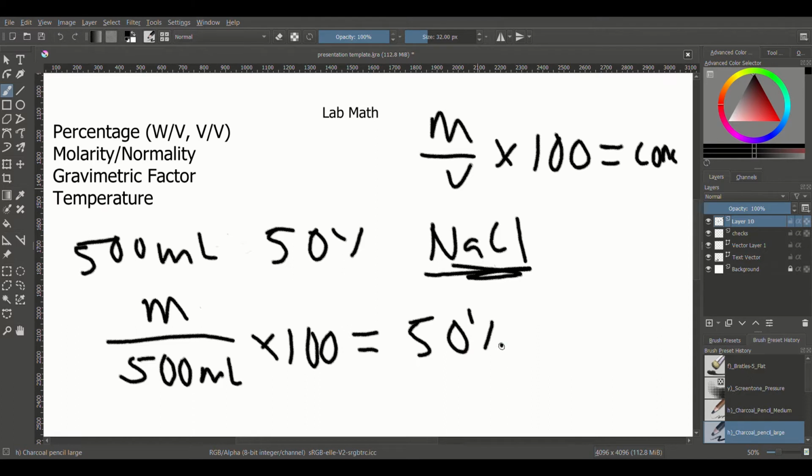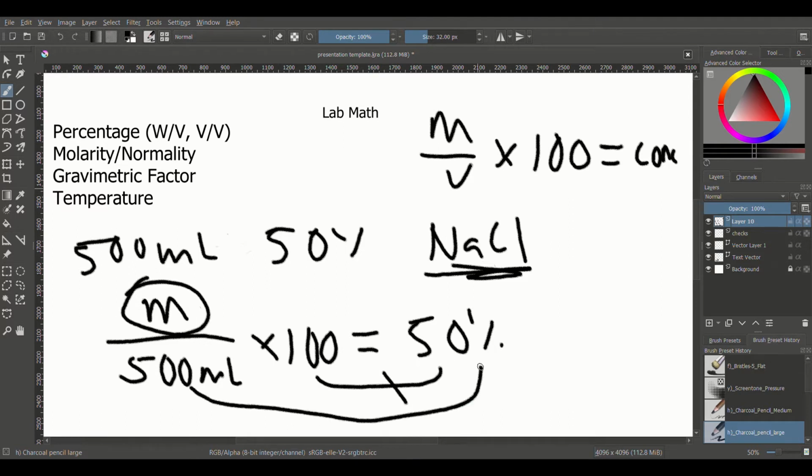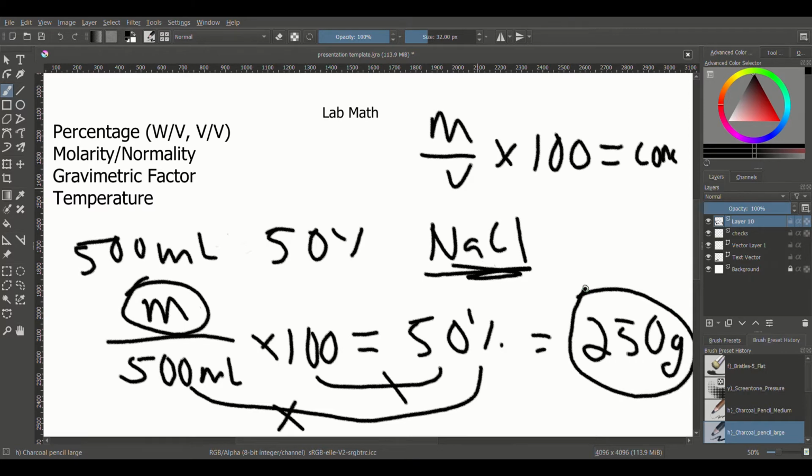We need to move things around so that we can get this variable all by itself. We take our 100 and divide it over, so that's 50 divided by 100, which gives us 0.5. Then we multiply that times 500, and that gives us 250 grams. In order to make that solution, we will need 250 grams of NaCl, and we'll bring that up to 500 mL, and that will give us our 50% solution.